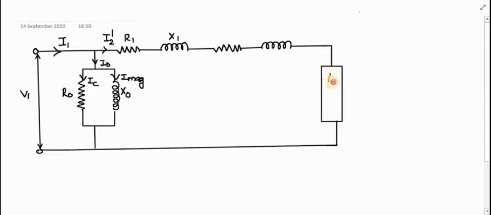Right. So this is your load. Voltage across load is nothing but your V2 dash. So when my R2 is transferred to the primary side, it will become R2 dash, which is equal to R2 by K square. When I am transferring X2 to the primary side, it will become X2 dash, which is equal to X2 by K square.